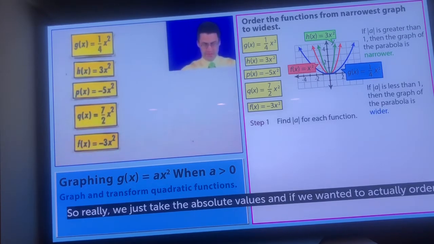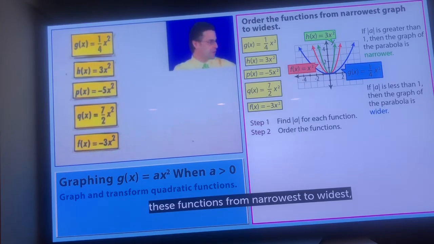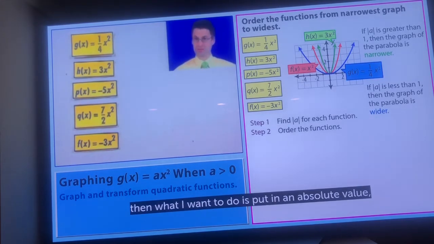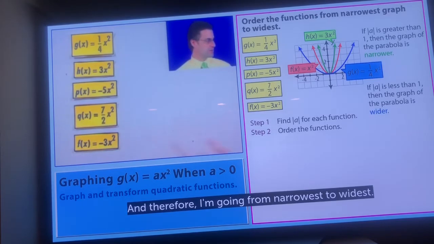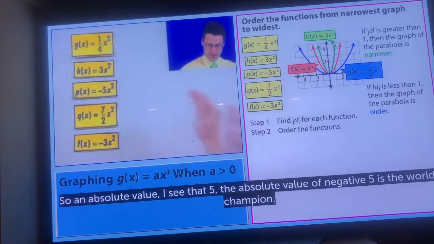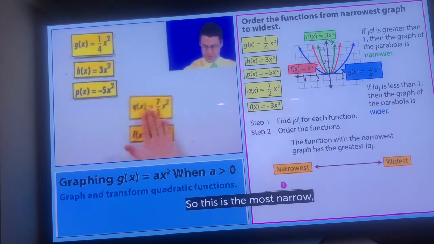So really we just take the absolute values, and if we wanted to order these functions from narrowest to widest, then what I want to do is put in absolute value the coefficient that's the largest, and then have them decrease. And therefore I'm going from narrowest to widest. So in absolute value, I see that 5, the absolute value of negative 5, is the world's champion. So this is the most narrow.